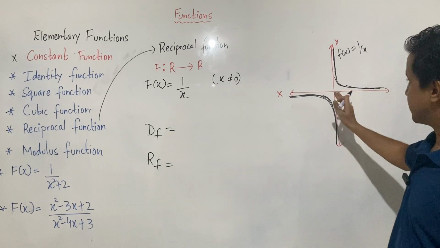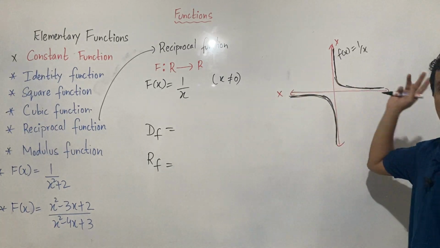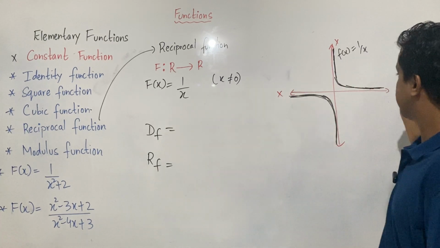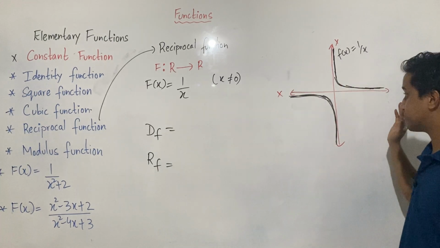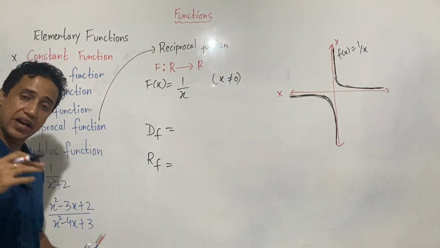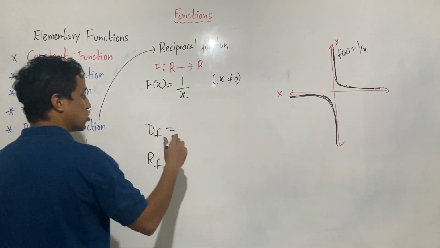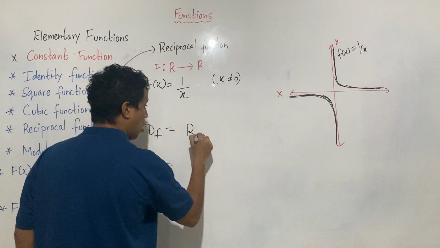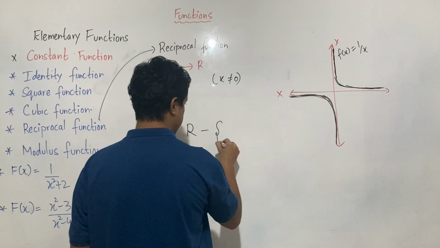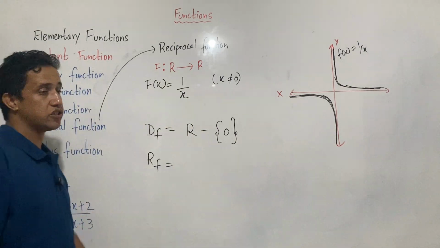If you look at this side, yes, it is taking the values of x on the negative side, and on the positive side, but there is no input for 0. So it's going to be all real numbers except 0. You don't have to include 0. So this is going to be the domain.